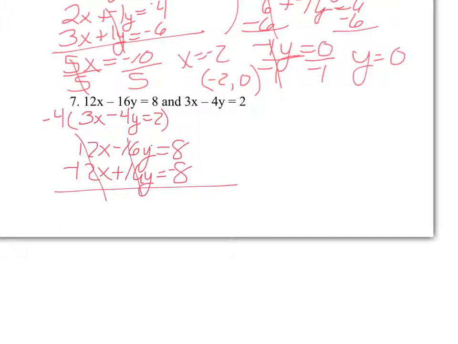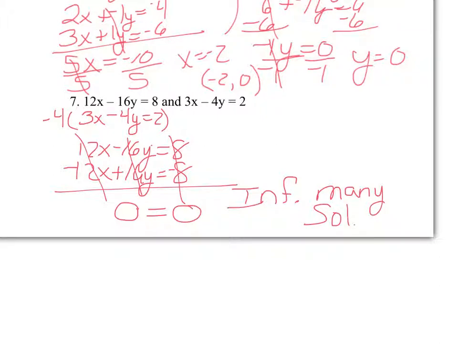What you should notice is everything cancels out. And on the left-hand side you have 0, and on the right-hand side you have 0 because there's nothing left. What's nice, though, is the two zeros match each other. And if the two numbers match and all your variables disappear, you actually get the answer of infinitely many solutions for number 7.